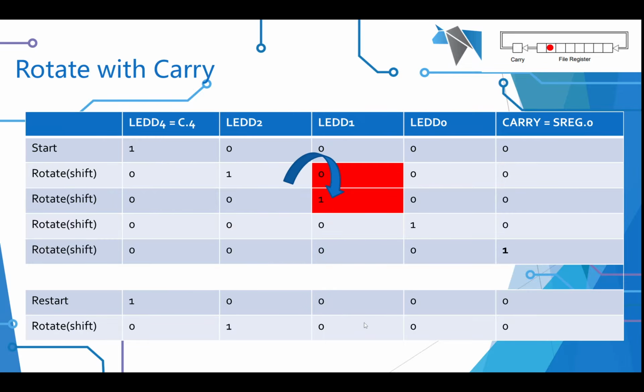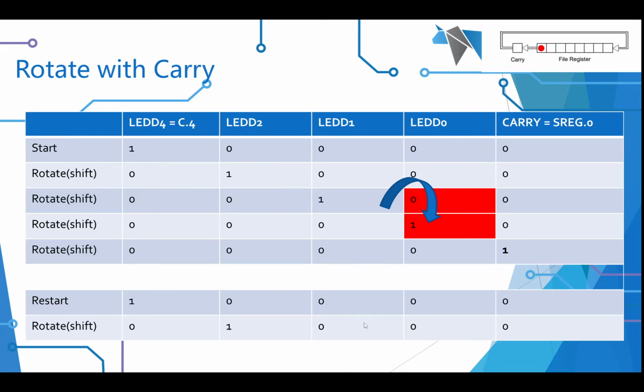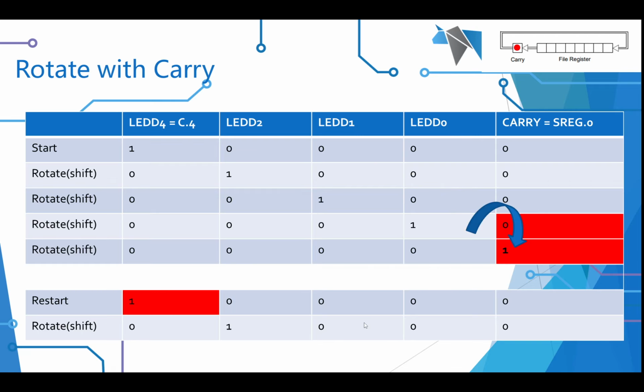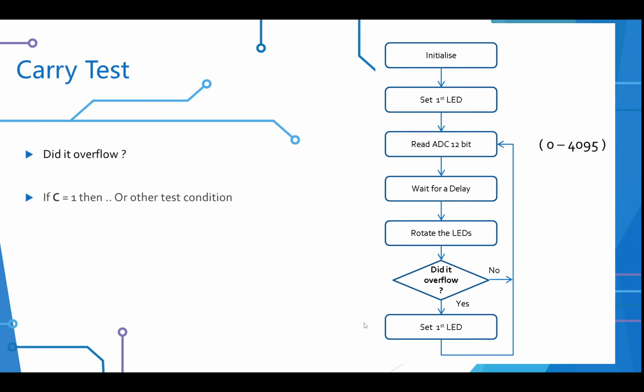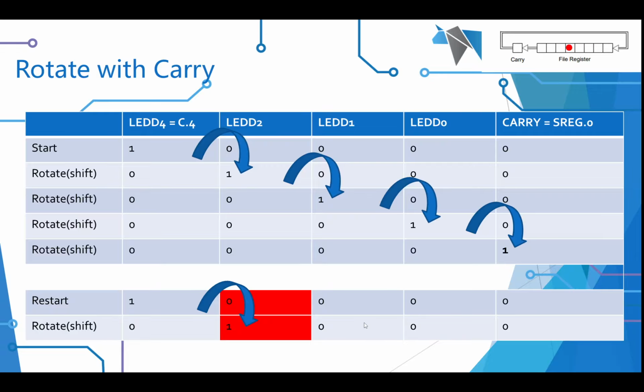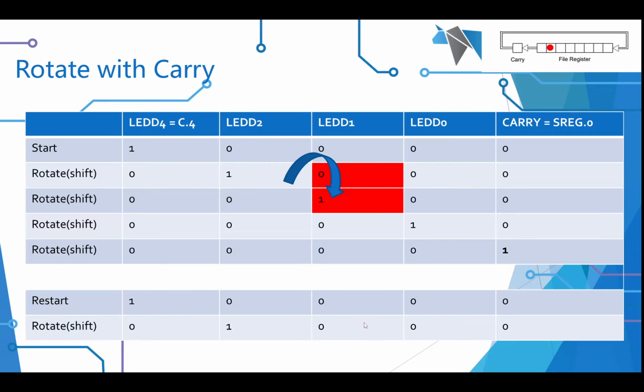Shift again, the next LED. Shift again, the next LED. But if I shift once more, it sets the carry flag. Therefore, I need to restart. And once I know that I've set the carry flag, I can reset, go back, and restart my whole process exactly as before. The carry flag does that. Do that again. Starts LED 4.